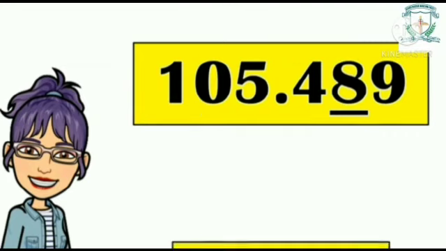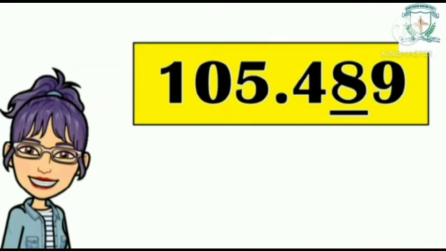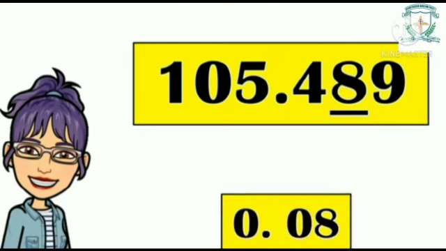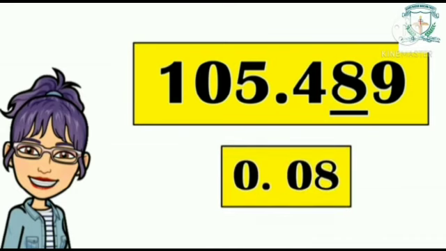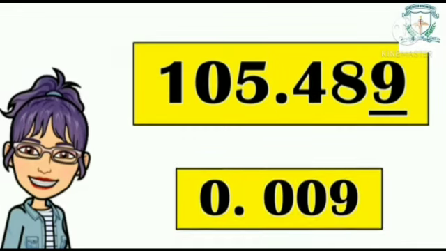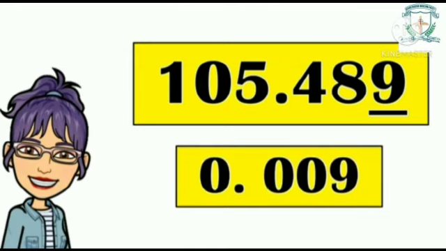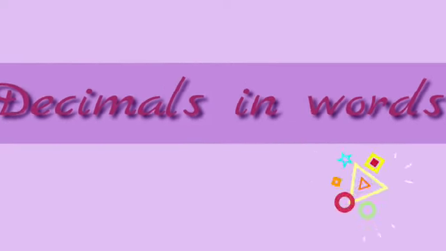105.489. The place value of the digit 0 is 0. Here 8 is in the hundredths place, so the place value of the digit 8 is 8 by 100. Or in decimal form, we can write it as 0.08. The decimal form of the digit 9 is 0.009.